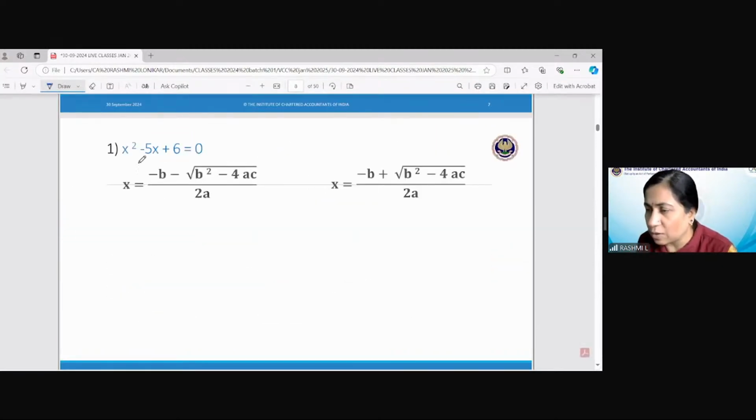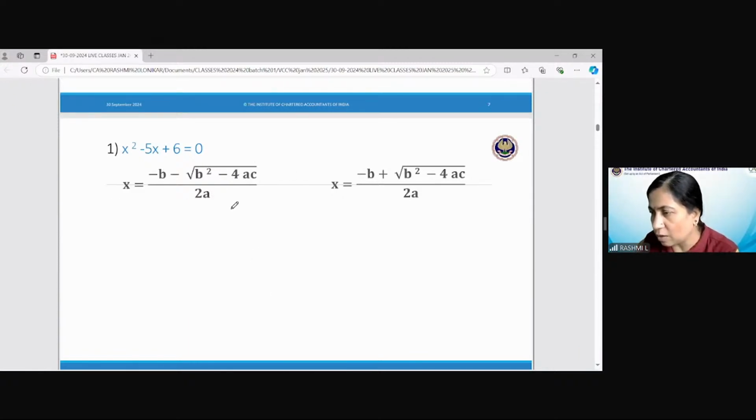Let us try to solve this. Here what I have done is I have shown you that here we have the minus sign and here we have the plus sign. So before we do that, we must first find out what is A, what is B, and what is C. The only problem in quadratic when you are solving is that you may tend to forget the sign.